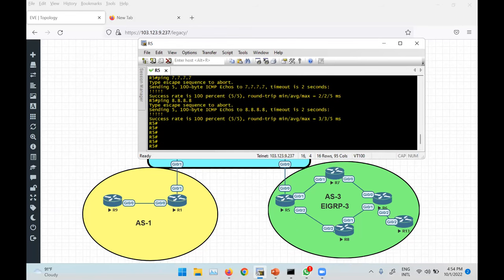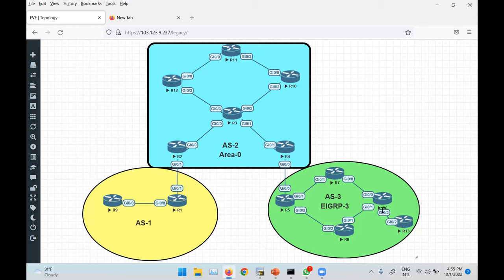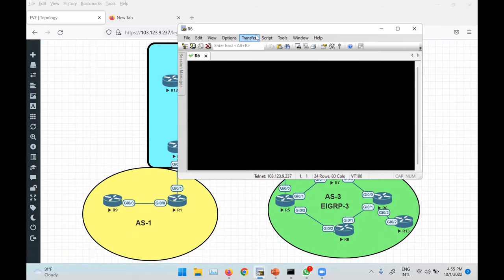Now, the neighborship of R5 with R7 and R8 is okay, so there is no issue with the neighborship adjacency in R5. There could be a problem with R7, R8, or R6, R13, right? If we want to check first, R6 is connected to all three routers, so we will first check the R6 side. So now go to R6.